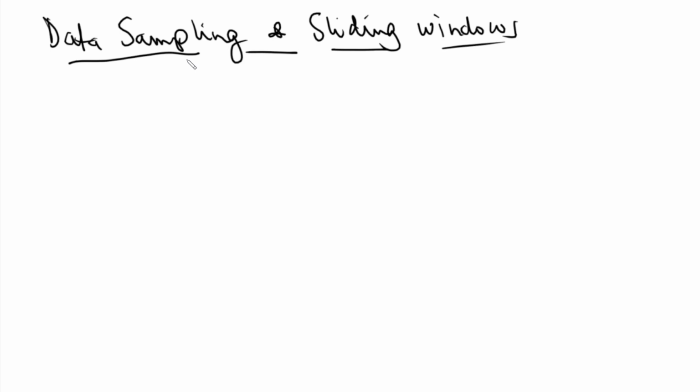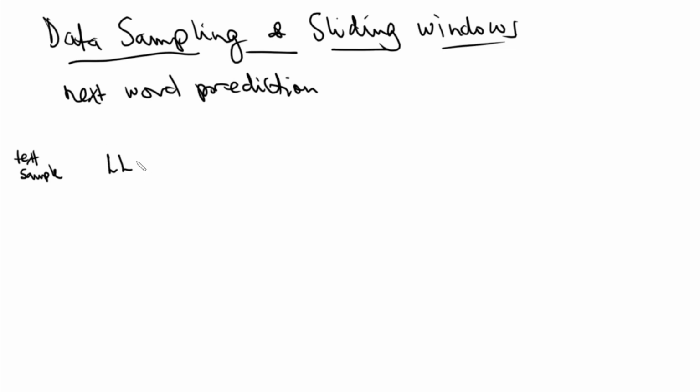What we know about large language models is they do next word prediction. That's how they are trained, right? They're trained to do next word prediction. So for example, let's say we have this text sample, and I'm going to use different colors to highlight a point. So let's say they say LLMs and then learn.